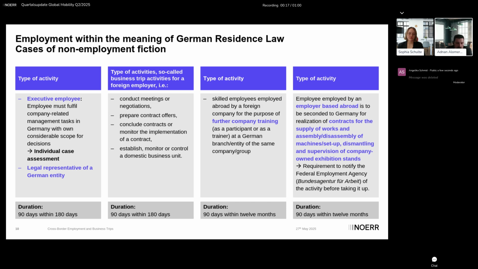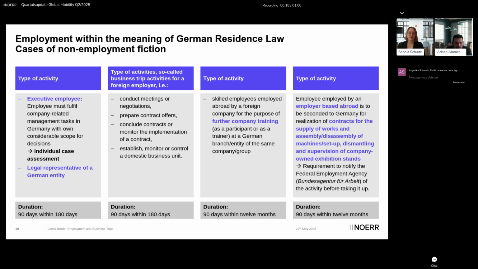Another case of the non-employment fiction is a skilled employee who of course is employed abroad by a foreign employer for the purpose of further company training. This means he can be a participant or he can be a trainer as well. Important here, he really has to perform this company training. If he is seconded, and formally he will be participating in the company training, but he will be working, he will perform normal work, then it's not considered as a non-employment fiction. So the only purpose of the secondment has to be the company training. There are no other purposes allowed.